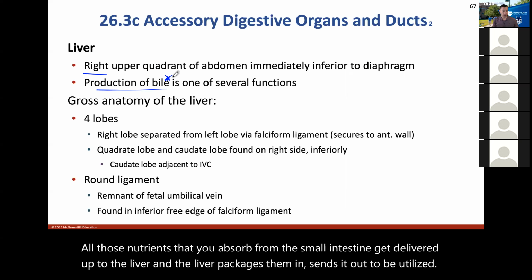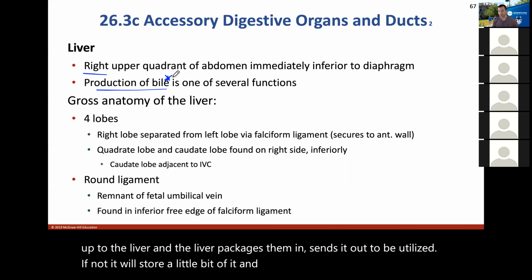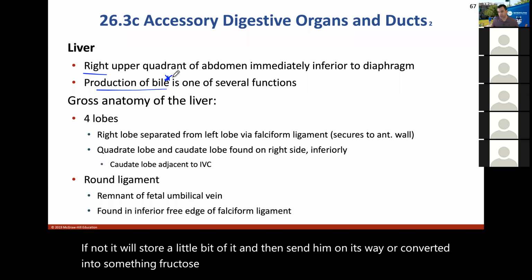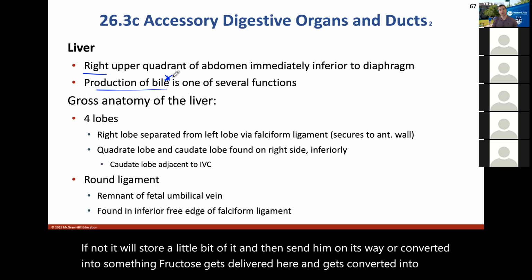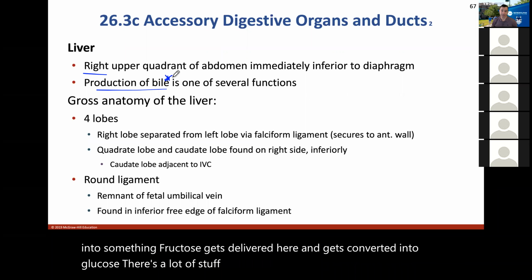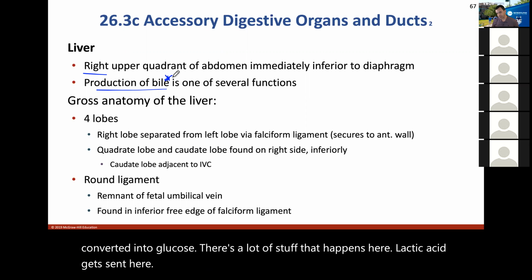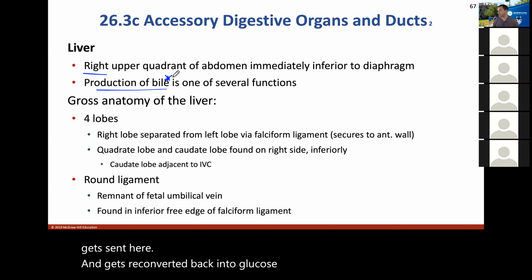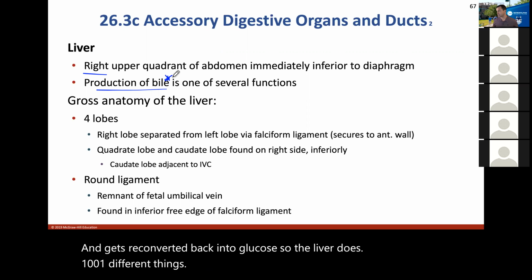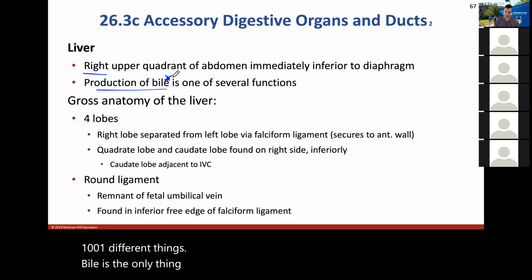If not, it'll store a little bit of it and then send it on its way or convert it into something. Fructose gets delivered here and gets converted into glucose. There's a lot of stuff that happens here. Lactic acid gets sent here and gets reconverted back into glucose. So the liver does 1,001 different things. Bile is the only thing I'm asking of you.